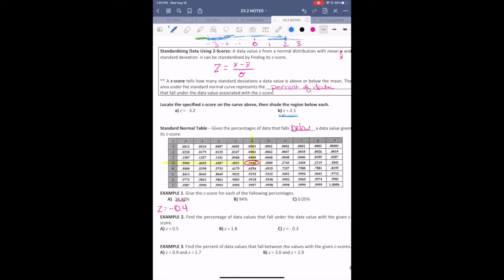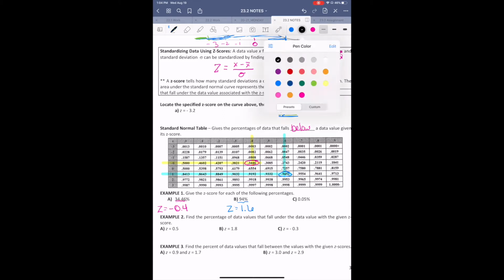Then if we look at 94%, well, where is 94%? Do you see a 94%? The closest one would be this one, 94.52. We are rounding in this case because there is no exact 94%. So where does that fall? We look at the left and the right values, and that shows us that it is located at 1.6. So the z-score in this case is 1.6.